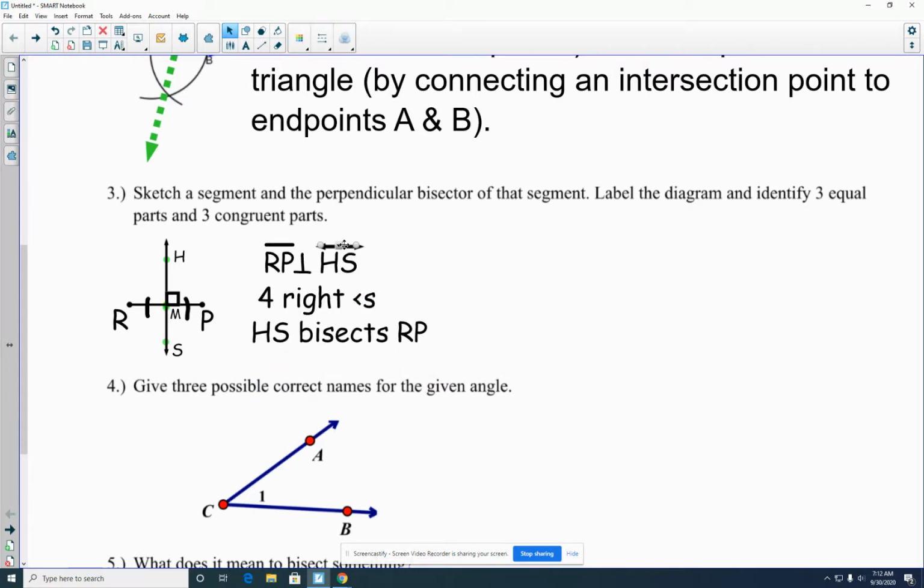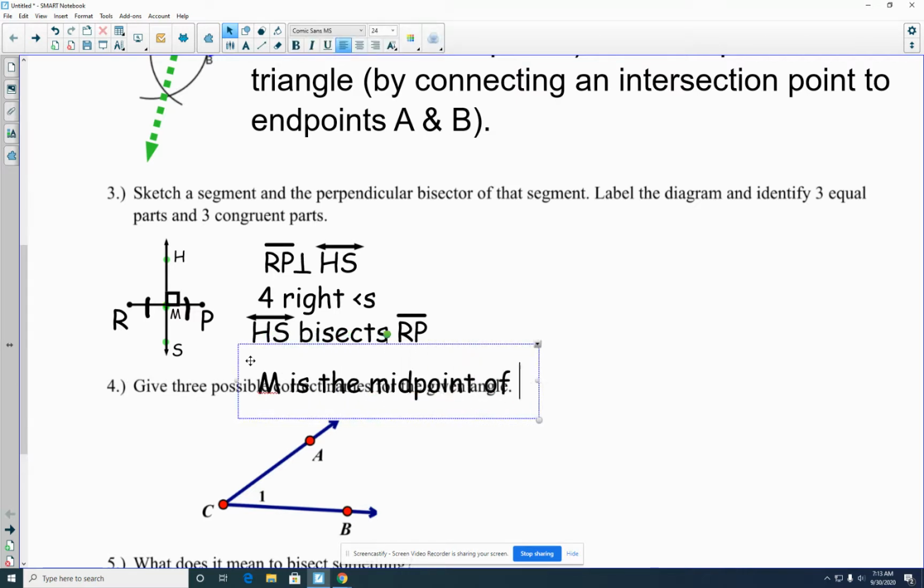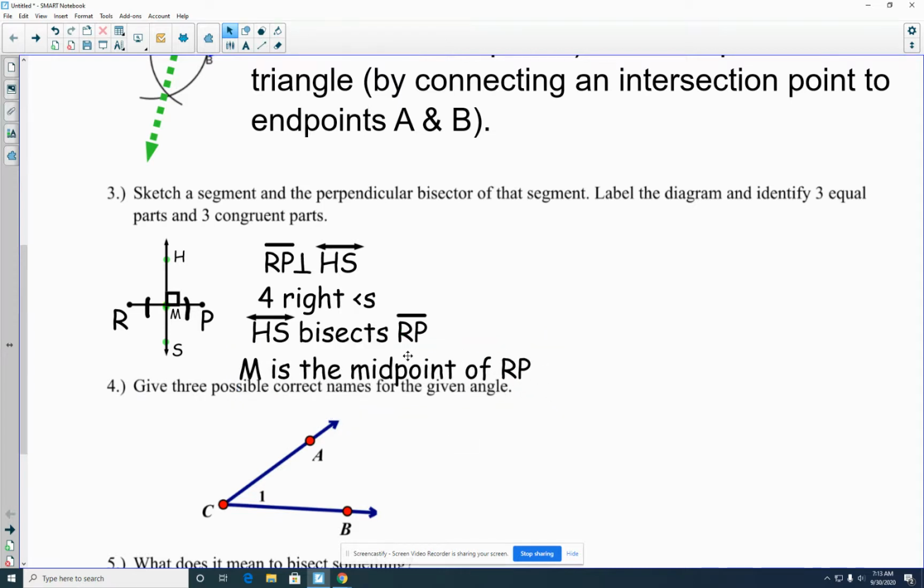So we can take this here, here, and then that tells us that M is the midpoint of RP. Now that I have all these conclusions, I'm going to come up with 3 equal and congruent parts. So the first thing I know is let's deal with the fact that we have a midpoint. So that means that RM and PM are going to be equal.